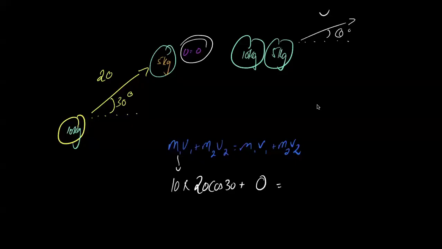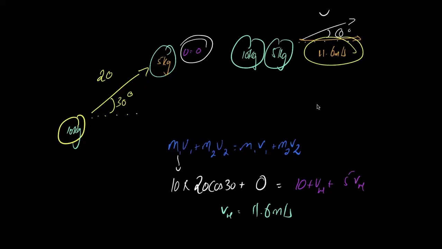Ahead, guys, we have M1 is going to be 10 plus VH plus 5 VH. Okay, if we equate, how much do we get? Can someone let me know the answer for this? 11.6 meters per second. So my horizontal velocity is 11.6 meters per second. Abdullah, is this clear?